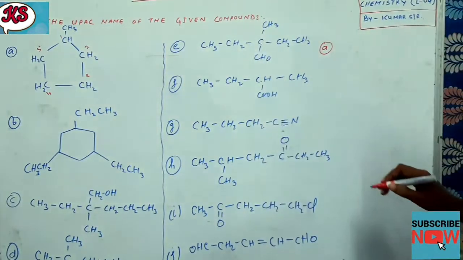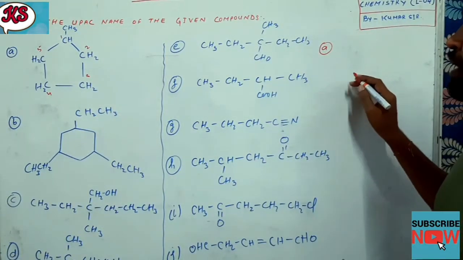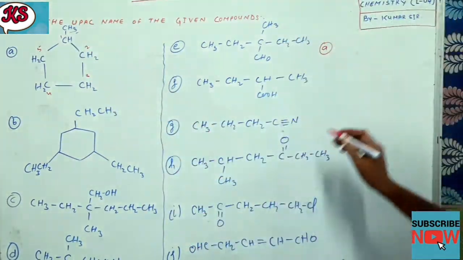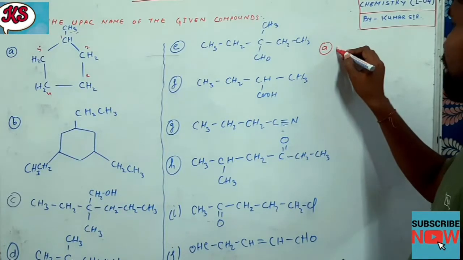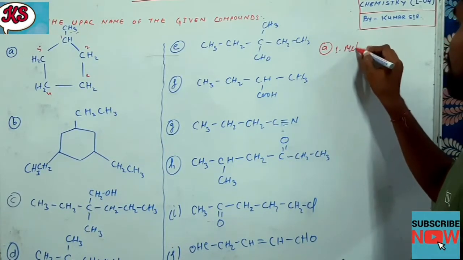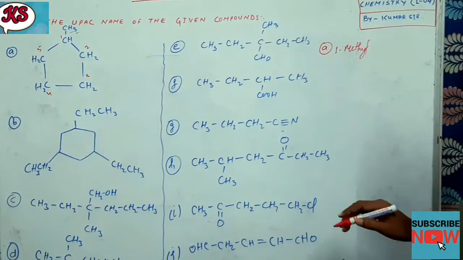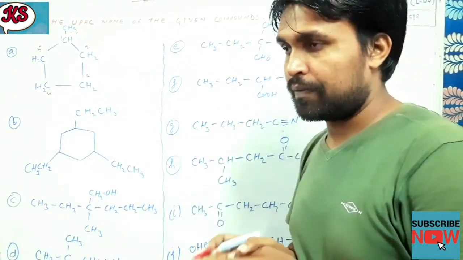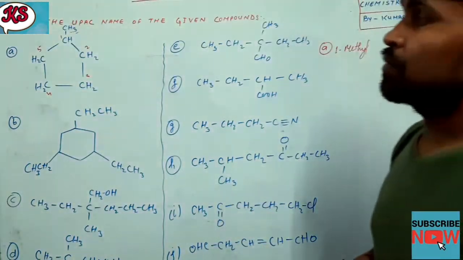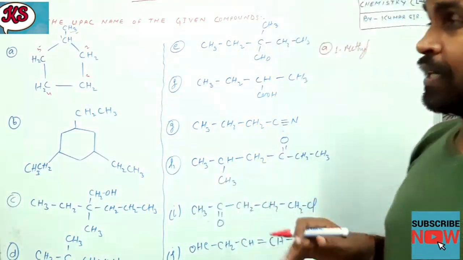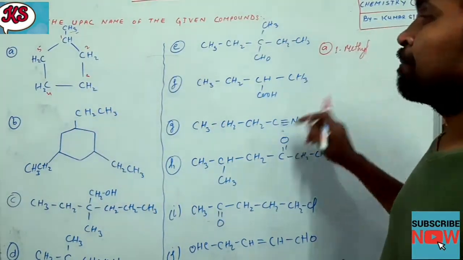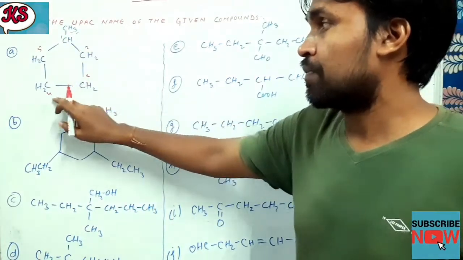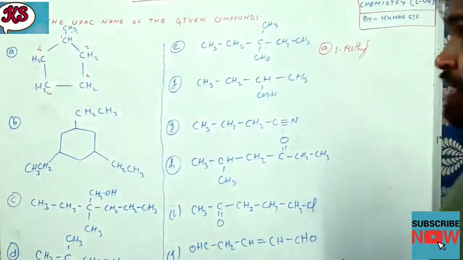So we will write the answer of A here. What will be the answer? The position of this branch is what? At 1. So we will write it as 1 methyl. In the branch, the number of carbon is only 1. So for 1 carbon, I have already told you in the last few lectures that 1 carbon in the branch means methyl. So position is 1. So 1 methyl. And what is the total number of carbon in the main chain? 1, 2, 3, 4, 5. Total number of carbon in the main chain is 5.